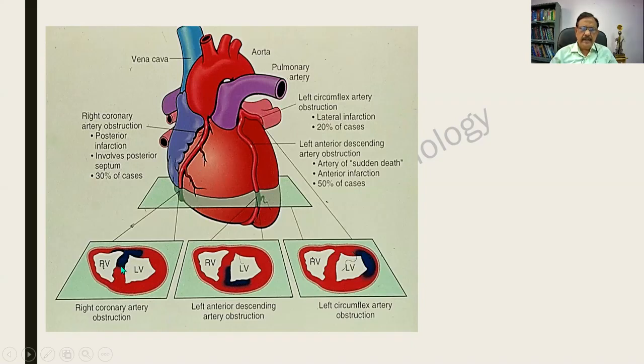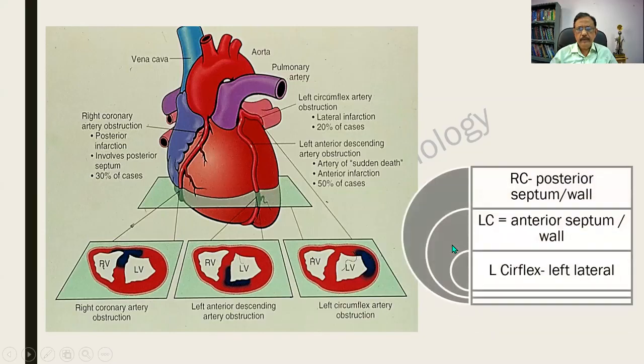When the right coronary artery is obstructed, the posterior 1/3 of the septum and the posterior walls of the left and right ventricle are affected. And left anterior descending, anterior 2/3 of the interventricular septum and the anterior wall. And in the case of the left circumflex, you find that the left lateral border of the ventricle is affected. So again, the main things are mentioned over here. Please do remember this and draw this picture alone.